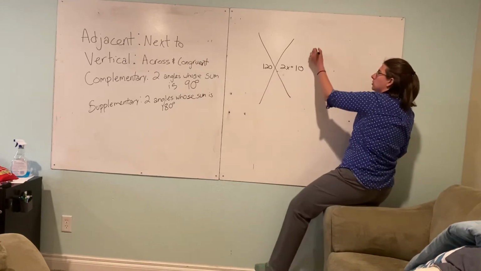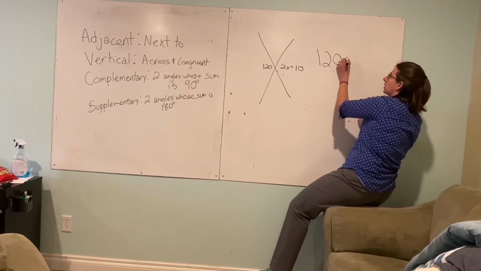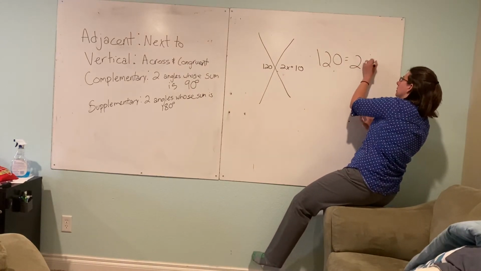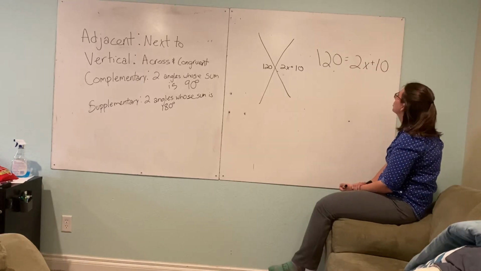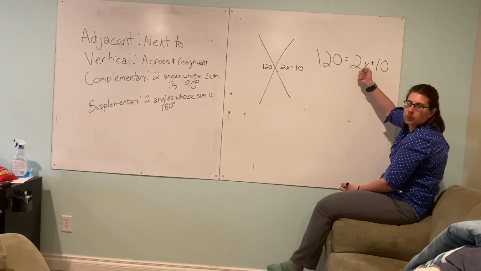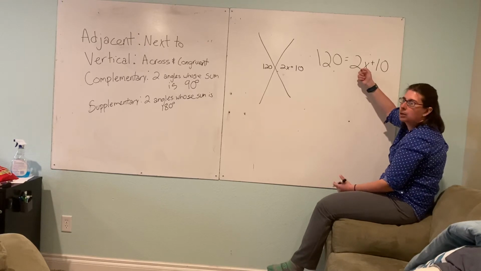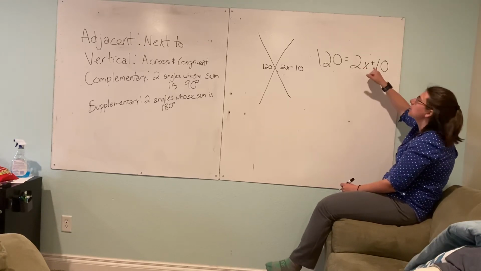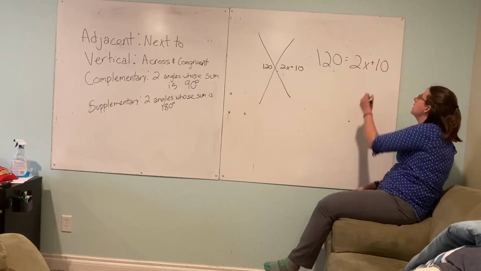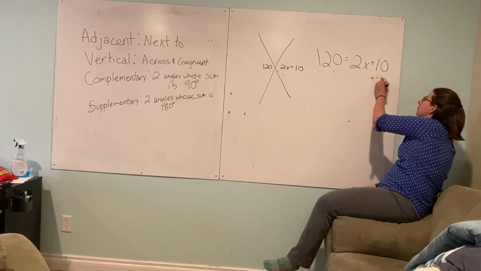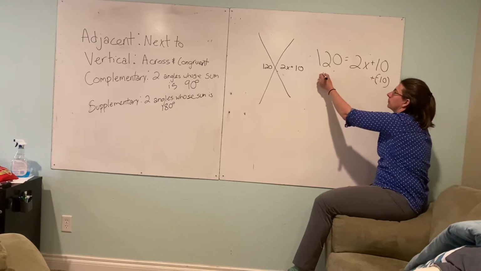So 120 equals 2x plus 10. We're solving for x, and we've done this earlier this year. Our goal is to isolate x. Remember, isolate means to get by itself. So now we need to start on doing things. So this says plus 10. The opposite of adding 10 would be to add negative 10 to both sides, or subtract 10.